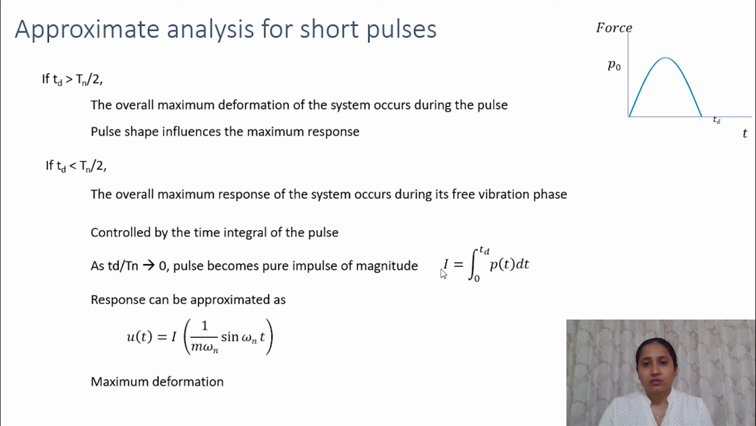So I is the magnitude of the impulse. The response can be approximated as I times the unit impulse function. We derived the unit impulse function in the previous lectures. So the response due to this short pulse can be approximated as the unit impulse function times the area of the pulse. The maximum deformation can be calculated as I by k times 2 pi by Tn, or I by m omega n.